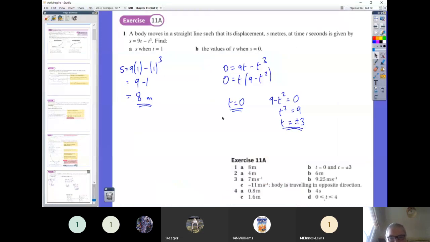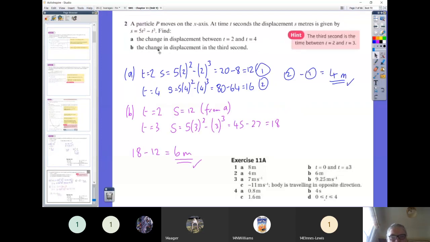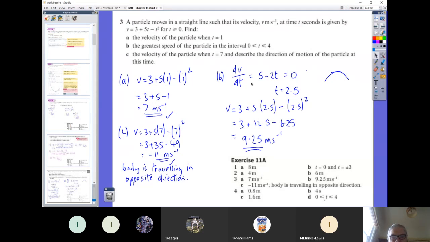I've uploaded all these slides, the PDF, onto Show My Homework, so if you want to look at my slides, you can. But it's straightforward enough. Find S when t is 1. Well, substitute 1 in, and so on. Just follow the instructions. Find the change in displacement between t being 2 and t being 4. Clearly, sub in 2, sub in 4, and take one away from the other. So it's really quite a gentle start. In part B, we had to find the greatest speed of the particle between 0 and 4, so there was a little bit of differentiating going on. But it's pretty straightforward stuff just to do 11A.